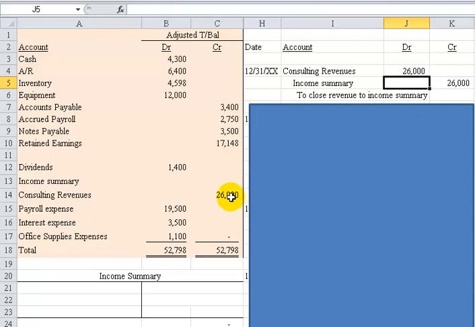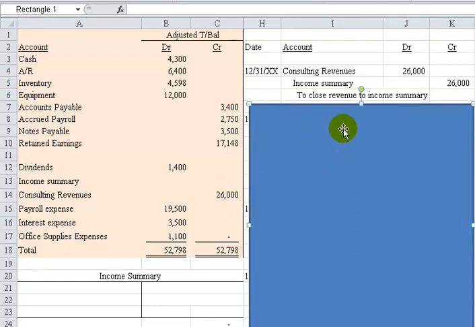Now when we do that, of course, if we were looking at the T account for consulting revenue, it would then go to zero, right? We had a credit balance. Now it's got $26,000 that we'll post to it as a debit, so it now has a zero balance. We've transferred the balance in consulting revenues to income summary.